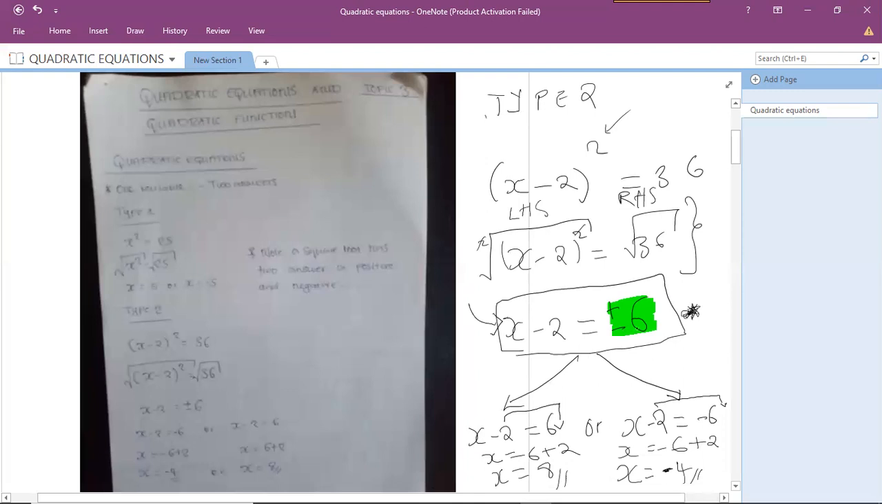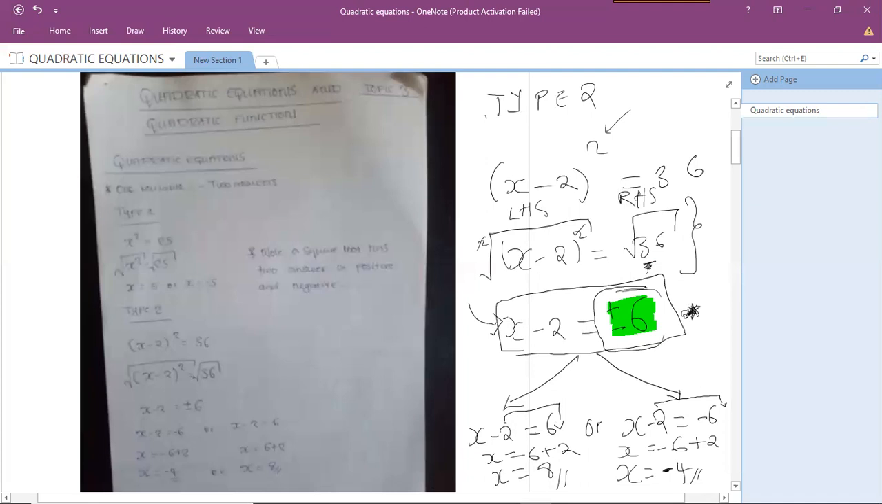This plus or minus 6, now you know what it means. It means the square root of 36 can either be positive 6 or negative 6. That's what this part means. This part allowed us to split the equation into two individual equations. It became x minus 2 is equal to positive 6, or x minus 2 is equal to negative 6. Then from here, we just make x the subject of the formula, or we solve for x.